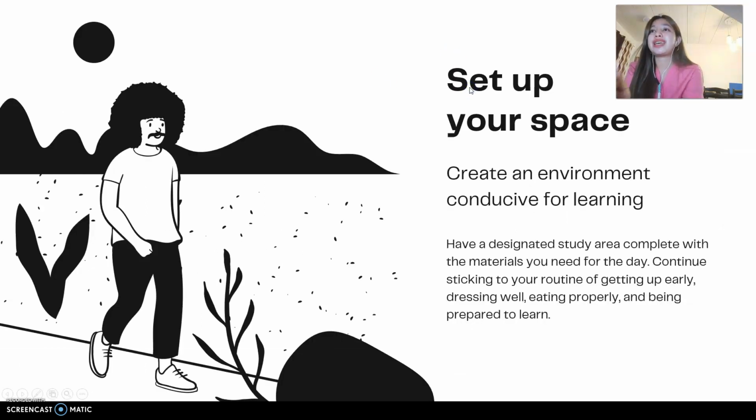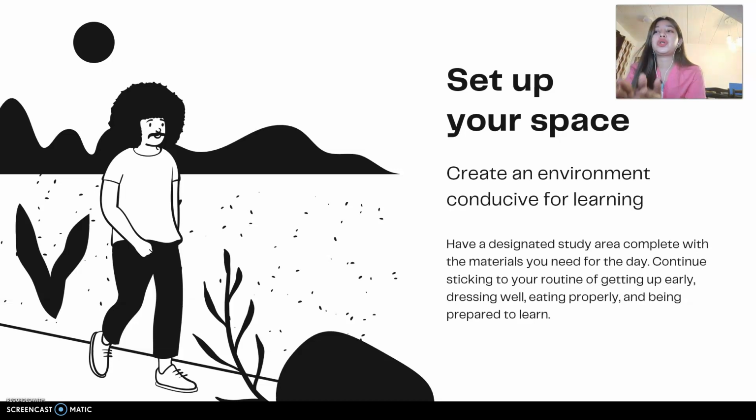Next one is to set up your space. Pwede tayong mag-create ng environment which is conducive for learning. We can have a designated area complete with the materials that we need for the whole day, or for the class that we have for the day.